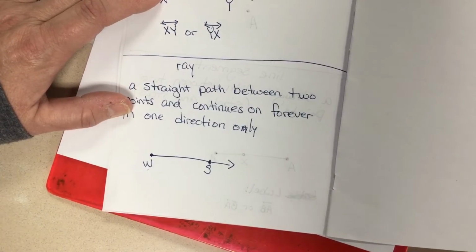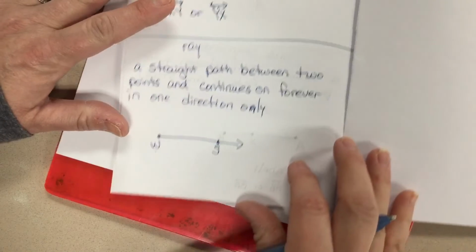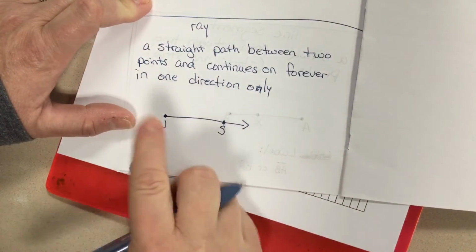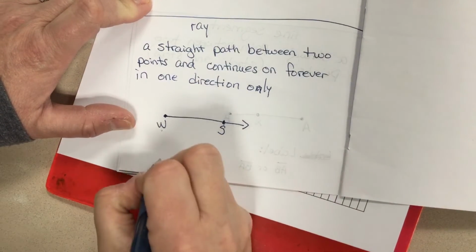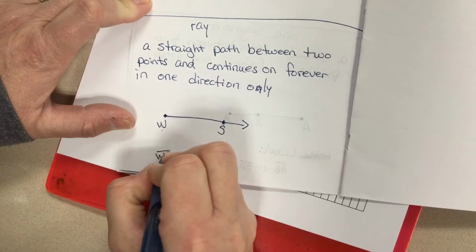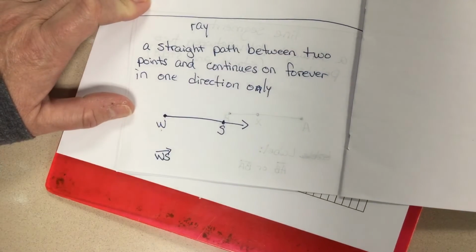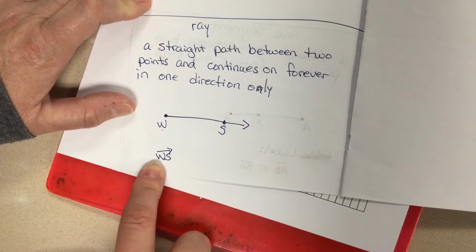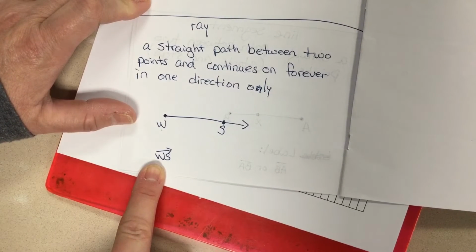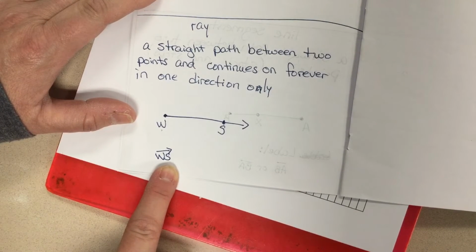So how do you label this one like you did up here? This one, it does matter how you put your letters. We're going to put W first and then S, and when we draw our ray, that shows that it's starting at W because there's no arrow above it there. And it's continuing through S.